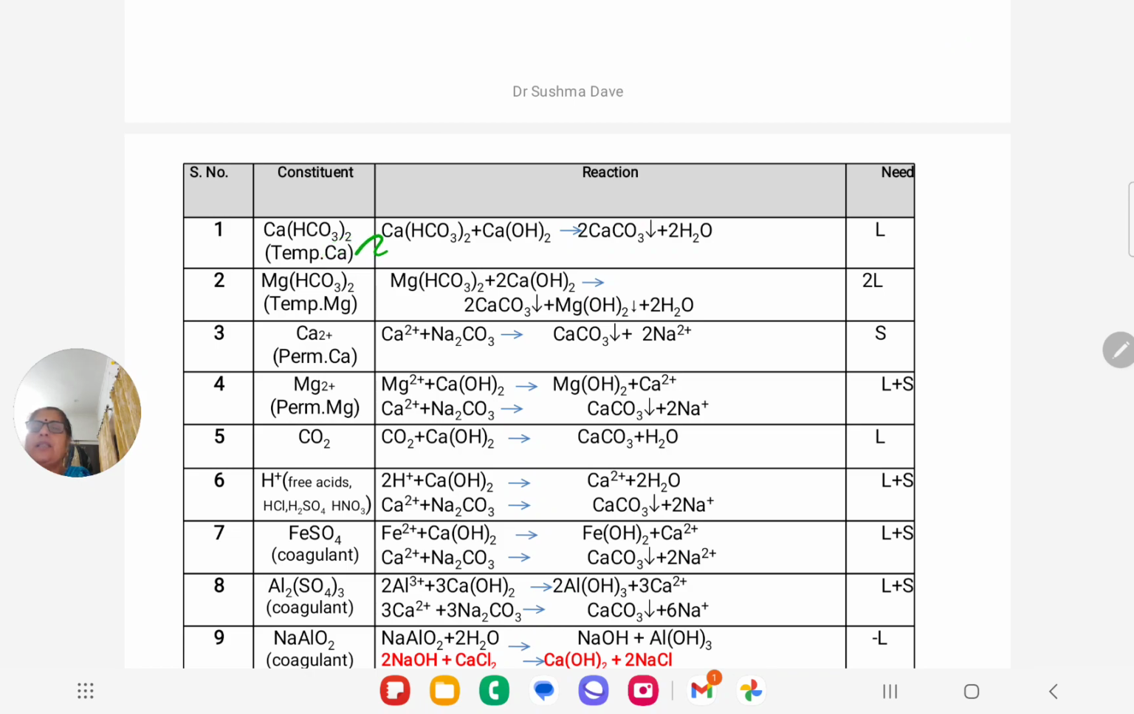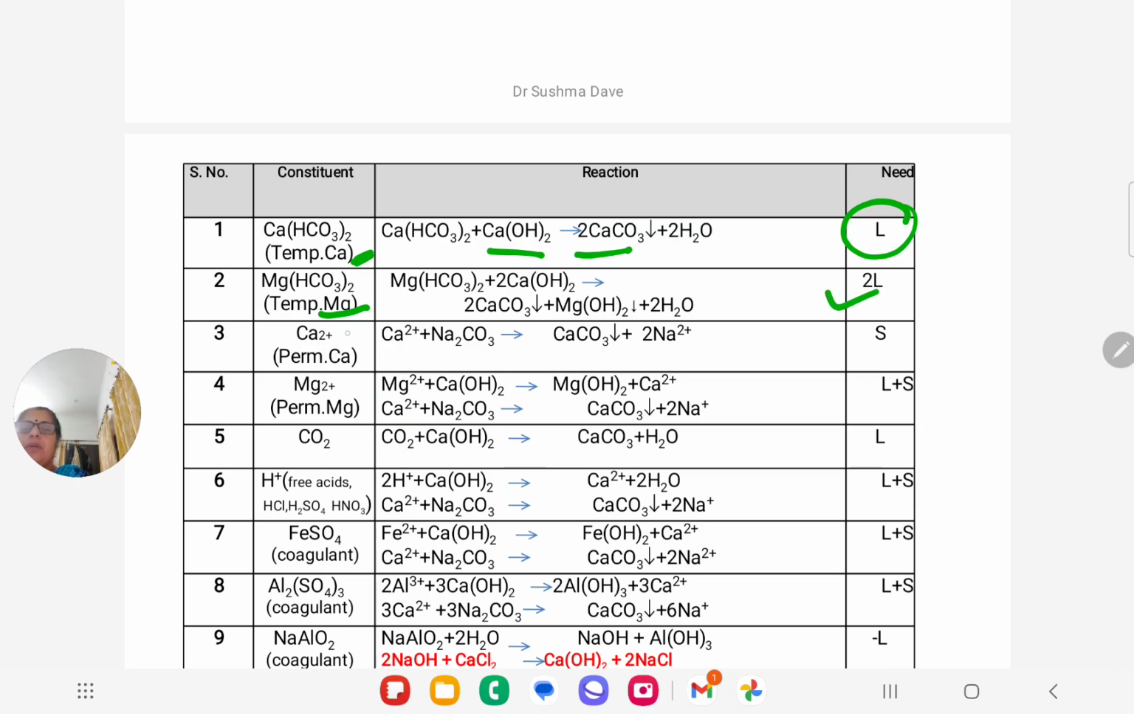you can notice that this is temporary calcium hardness, that is calcium bicarbonate. It requires 1 mole of lime to convert into calcium carbonate and water, so we have written L here. Similarly, magnesium bicarbonate, this is temporary magnesium. It requires 2 moles of lime because in first step magnesium carbonate is formed, which is soluble in water. So when the second mole of lime reacts, then it is converted to calcium carbonate and magnesium hydroxide. So 2 moles of lime are required.